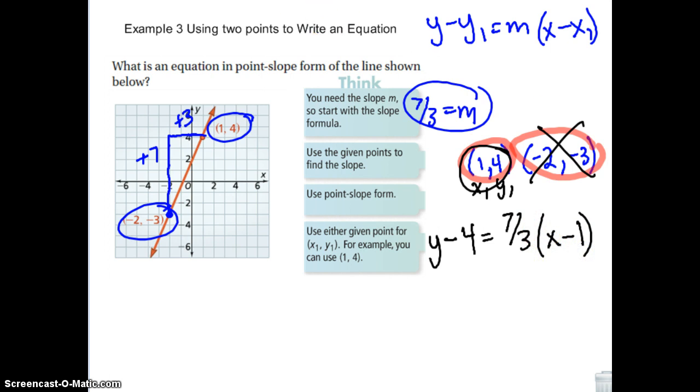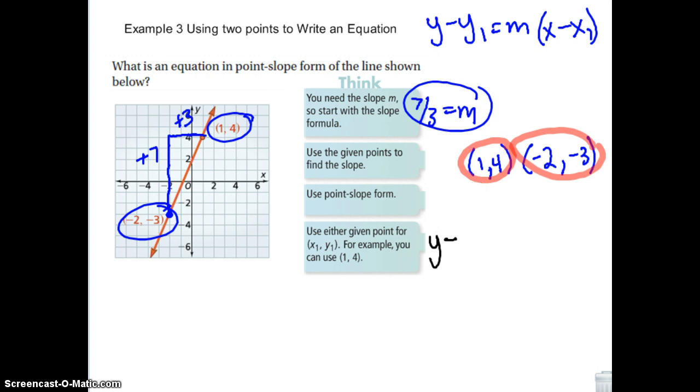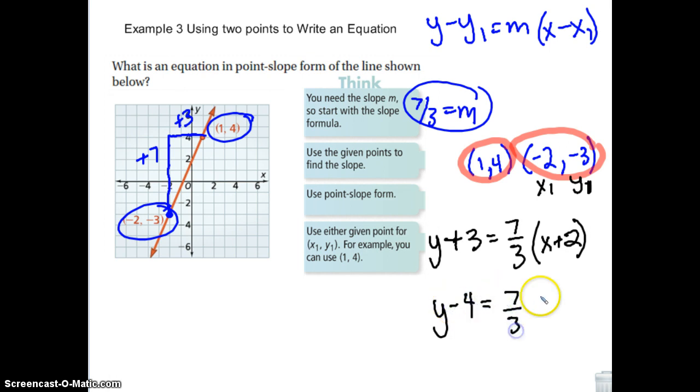Now, if you're the opposite of me and you like negatives, you can go ahead and use this one as your x1 and y1. But now you have to remember that it's the opposite. So that looks like y minus negative 3, but you guys know it's y plus 3 equals 7 over 3, and x minus a negative 2 would actually be x plus 2. So I have two different answers. y plus 3 equals 7 over 3 (x plus 2), or y minus 4 equals 7 over 3 (x minus 1).